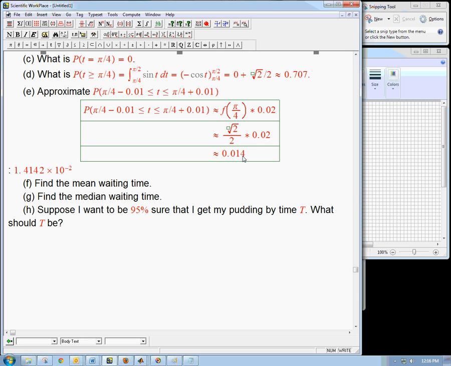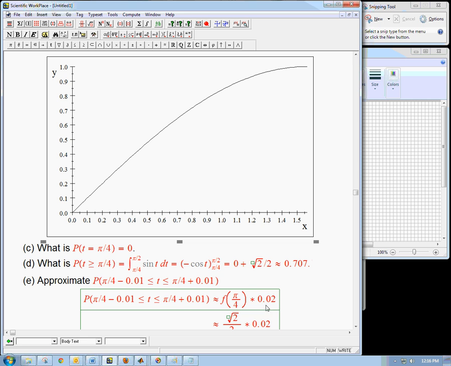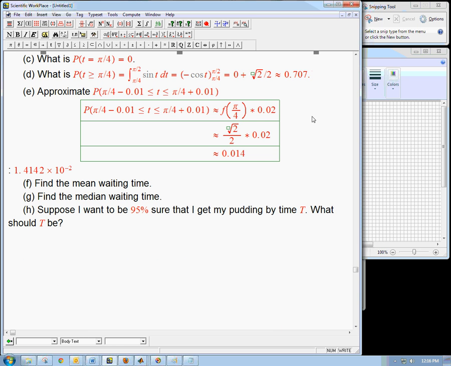Now, that's a pretty small number. Does that mean it's unlikely to be near pi over 4? Well, it's a small number mainly because I just had a small wiggle room. The smaller this width is, the smaller the probability. If I say, what's the probability that it's within 0.00001 of pi over 4, I'm going to get a small number. So what the probability density function is really doing is saying, given that this number is pretty small, how small is the probability going to be? That's what the probability density function is giving us.